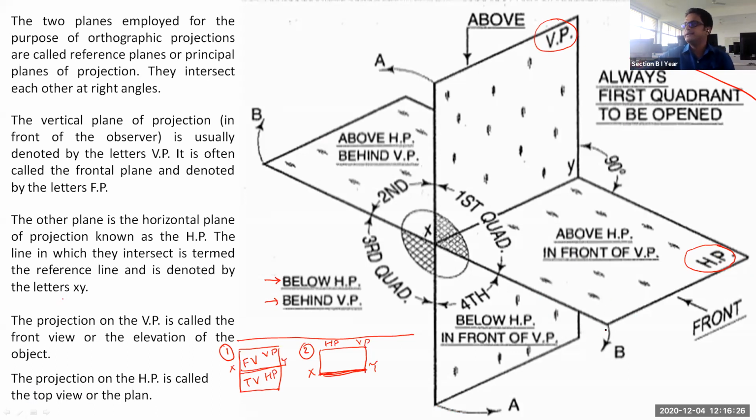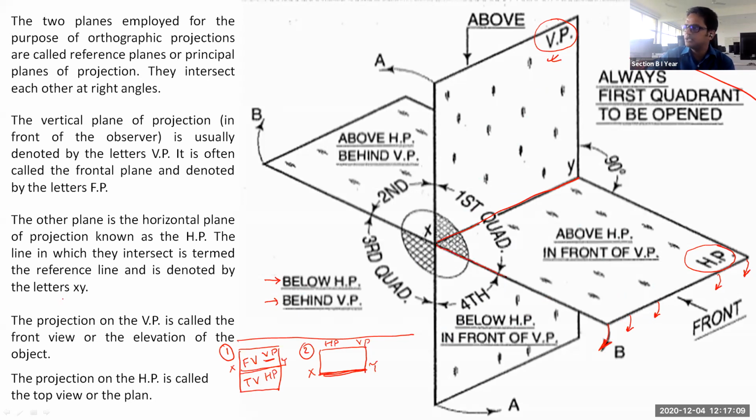So keep this in your mind. We have to move this in clockwise direction. So it will go in downward direction here, and this surface will go in this side. When you open it for first quadrant, you will get this. The vertical plane will be above your reference line. This is your reference line. This portion I am taking down and rotating it.